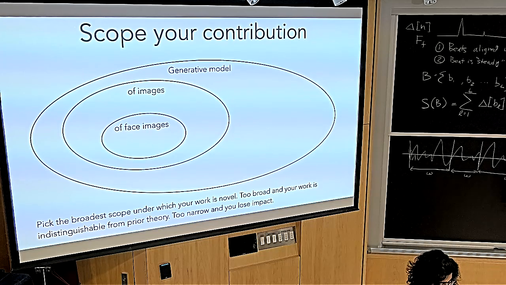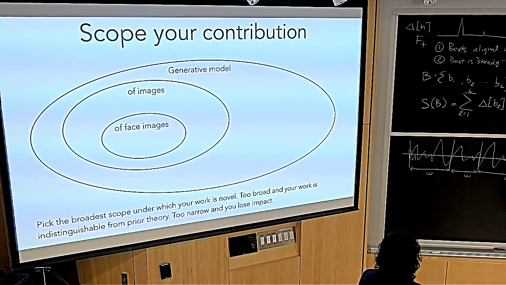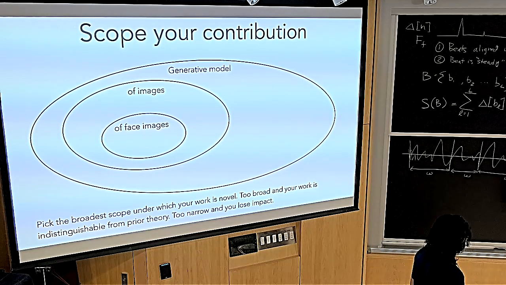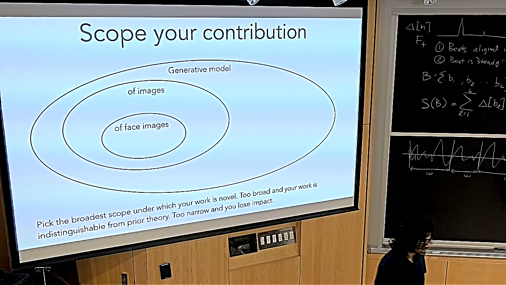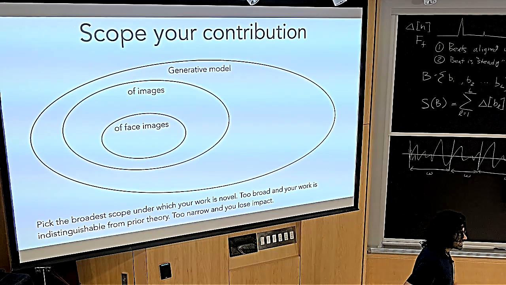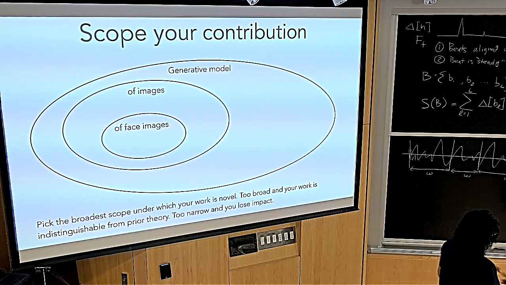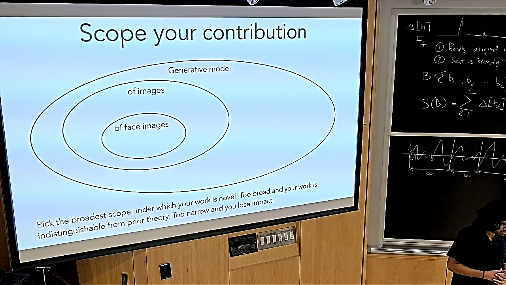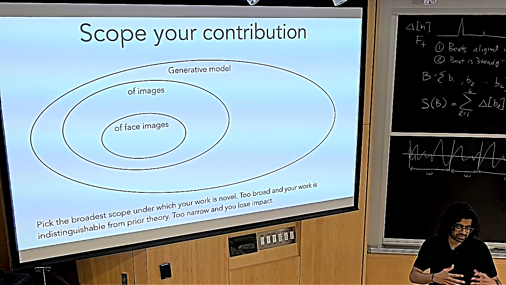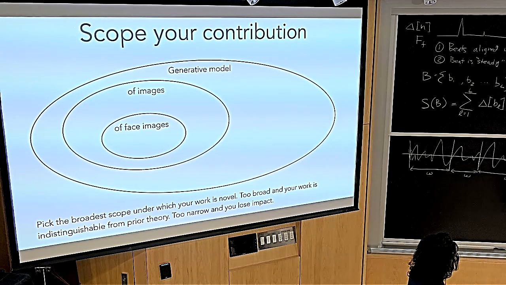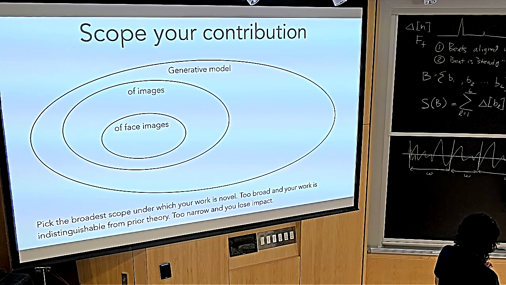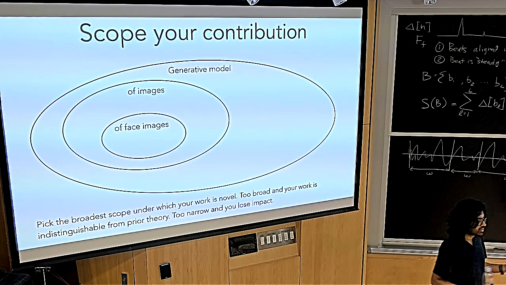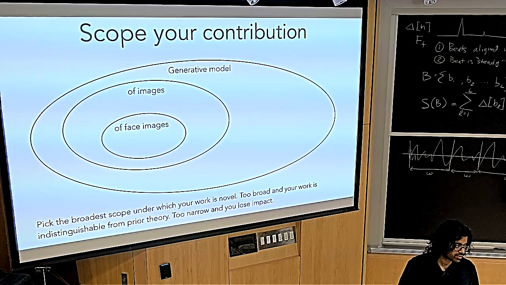Whenever you write a paper and scope your problem, if you scope it too broadly, it's almost indistinguishable from prior theory. The other problem is that there's a lot of noise. Every time you increase the scope of the work, there's more noise. If there are 2,500 papers at NeurIPS, and you pick a topic broad enough that half of the papers can come in that topic, it's very difficult to identify your paper and figure out what exactly you did. And too narrow and you lose impact. There are not enough people interested in that thing. They're not going to read it.